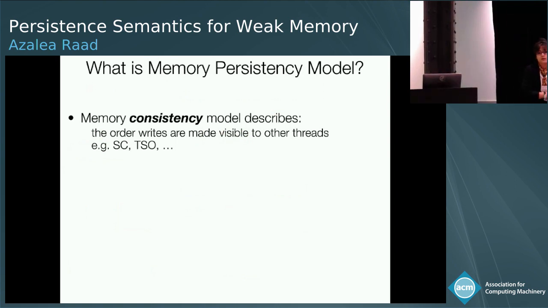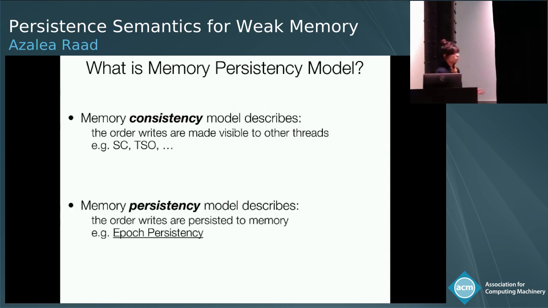Right. So you've heard me talk about persistency model. I've mentioned that name a couple of times. But what is actually a persistency model? A lot of you will probably be familiar with consistency models. A consistency model describes, formalizes the order in which the writes by different threads are made visible to other threads. A persistency model, on the other hand, talks about the order in which the writes are persisted to memory. So you're very much familiar with consistency models such as sequential consistency, total store order (TSO), and so on. And for persistency models, there are a couple out there. The most significant one is the epoch persistency model, which we will talk about very briefly.